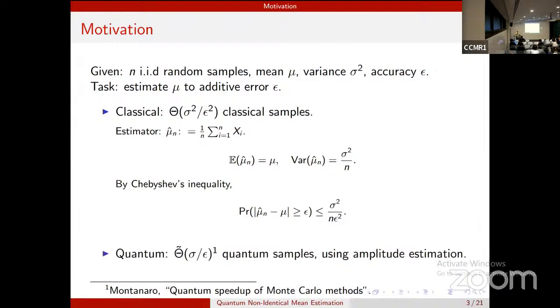And quantum computers can do this task better by using the amplitude estimation method. It can achieve tilde O of sigma over epsilon quantum query complexity, which achieves the quadratic speed up. But this is only for the IID case.